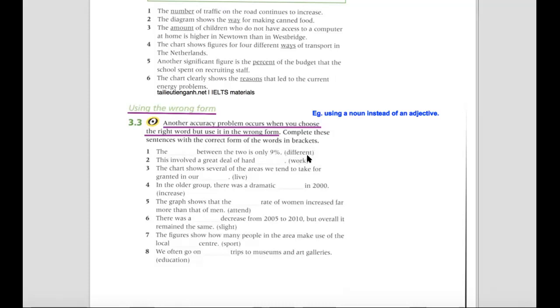Different is an adjective. So we don't say "the" and then an adjective. Think about what could be the correct answer here. We should be using a noun. This is the adjective form. The noun form is difference. So we should be saying, the difference between the two is only 9%.